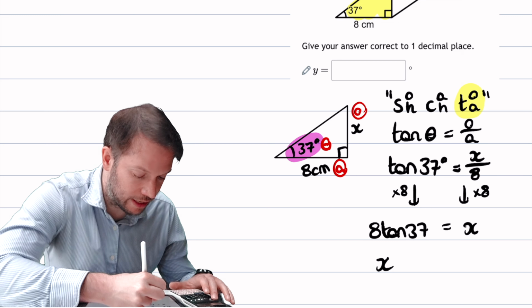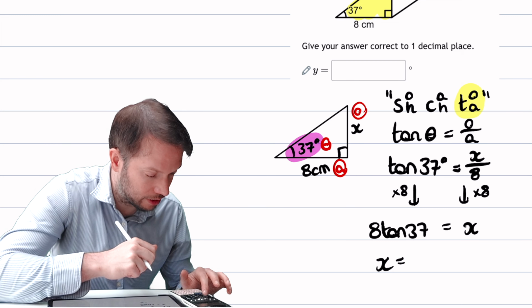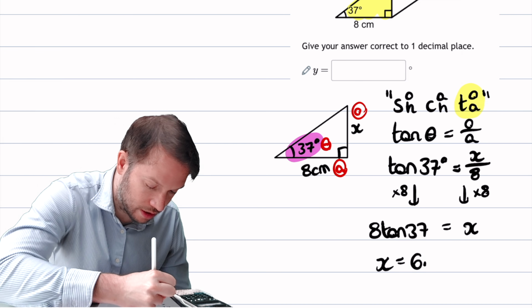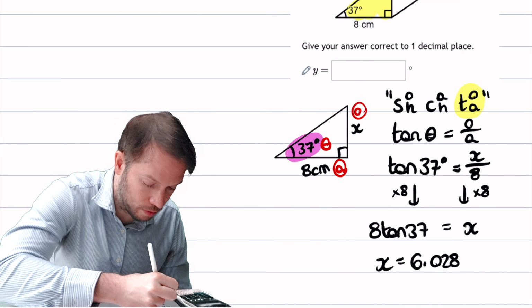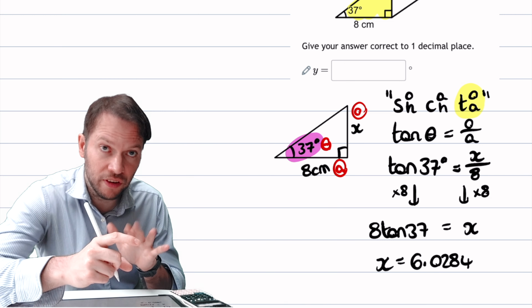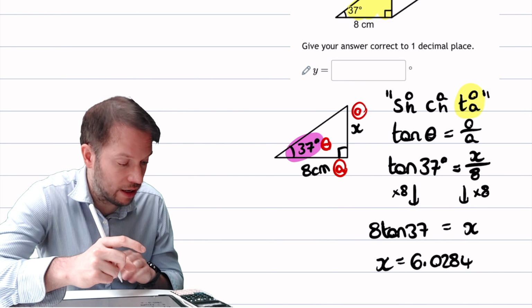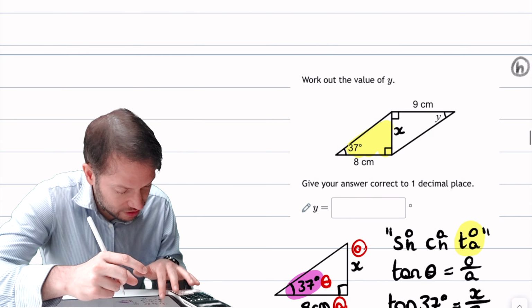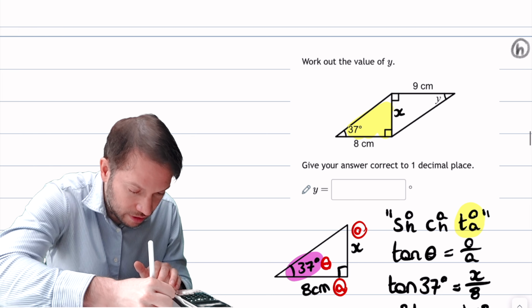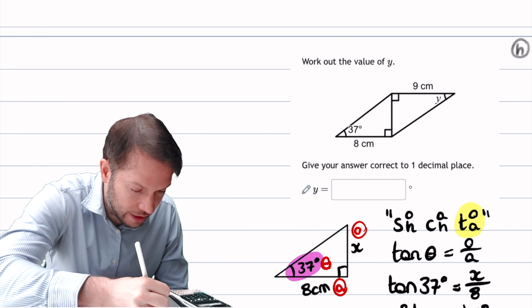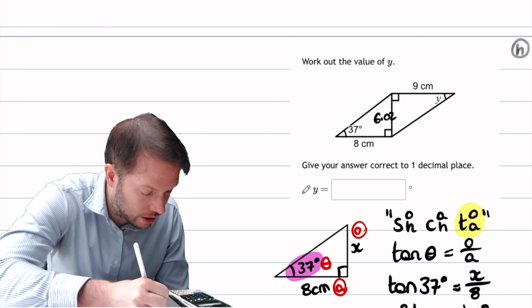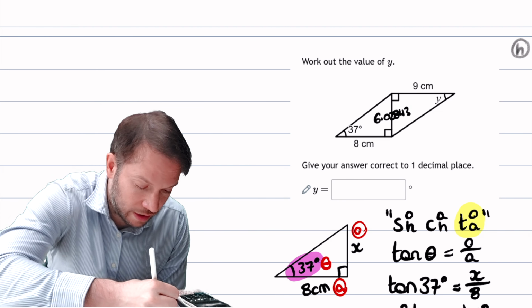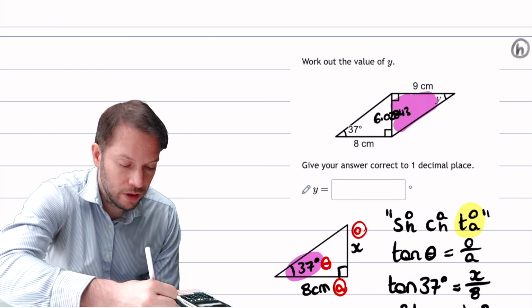And if we do that on our calculator, 8 tan 37 is equal to 6.0284. I'm putting lots of decimal places because I don't want to have any rounding errors. I only want to round at the end. So I can round a bit, but just not too much. I'm going to put 4 decimal places. So this length here of x, I'm now going to put as 6.02843. Now we've got enough to use this triangle on the right.